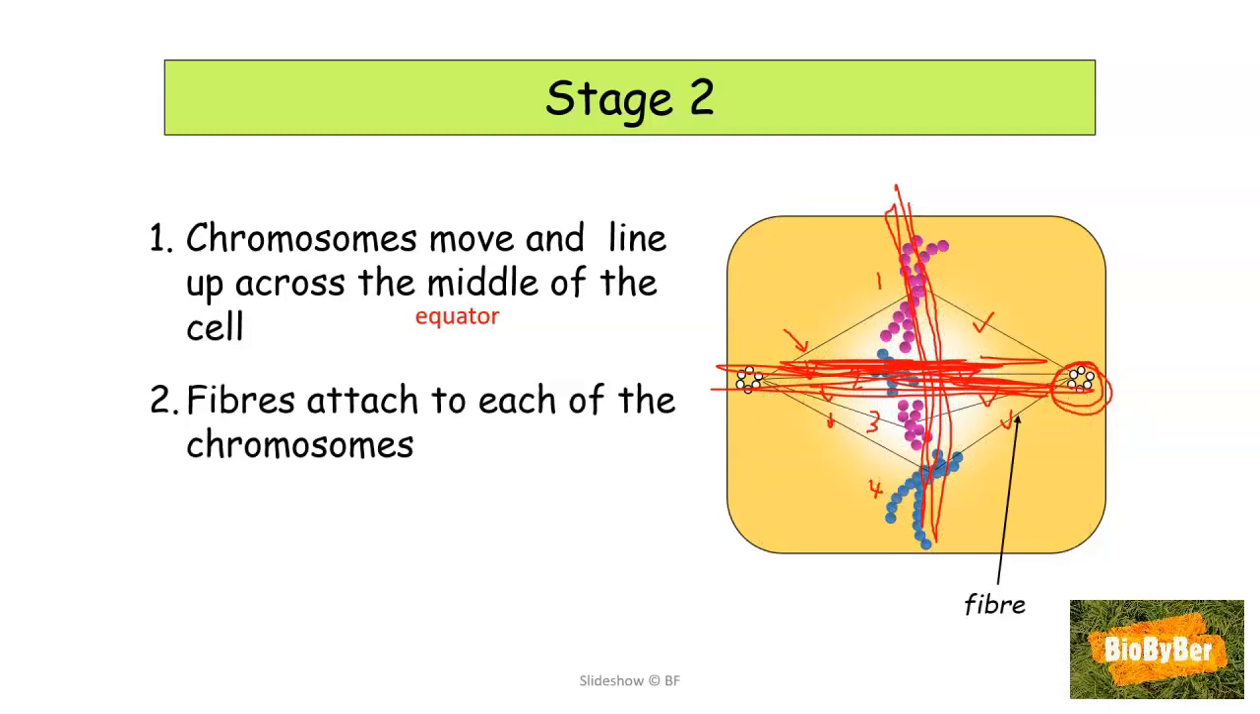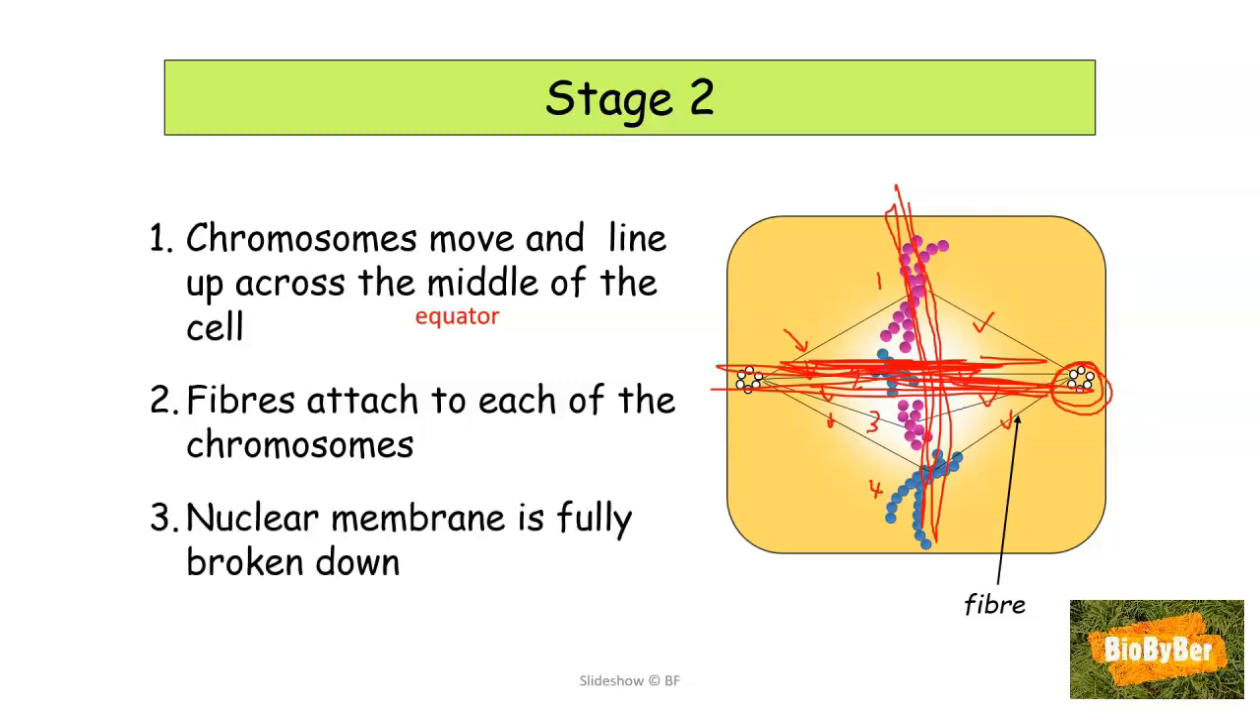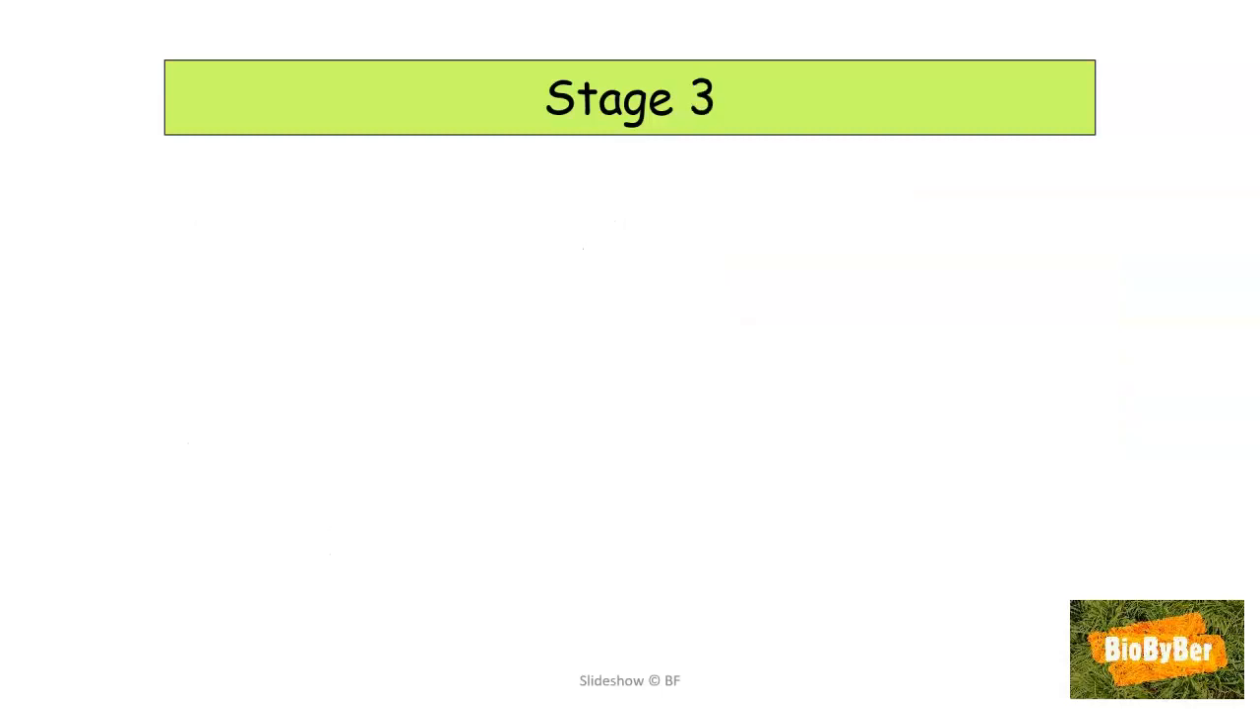Fibers will then attach to each of the chromosomes, and the nuclear membrane is fully broken down. And again, as a reminder, remember to learn what happens in each stage and practice the accompanying diagram. Now, what happens in stage 3? How does this story unfold?